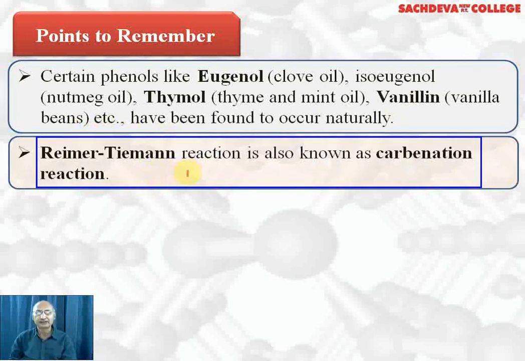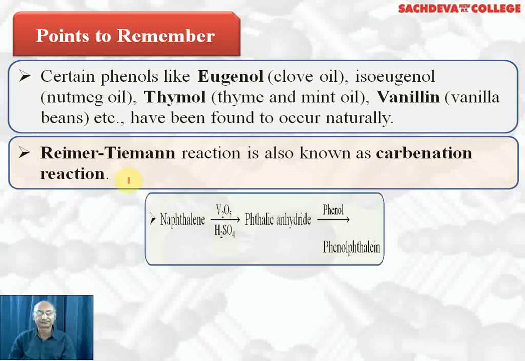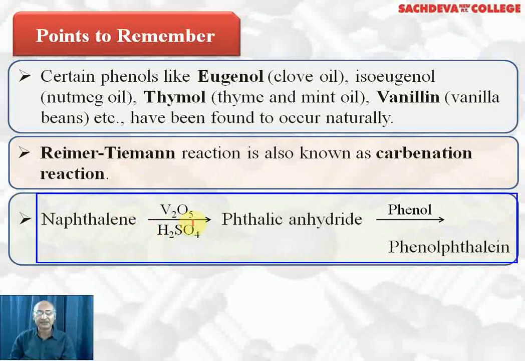Reimer-Tiemann reaction is also known as carbonation reaction because it involves dichlorocarbene as an electrophile, which is an intermediate in this reaction. Naphthalene, when oxidized with vanadium pentoxide in presence of sulfuric acid, results in the formation of phthalic anhydride, which reacts with phenol and leads to the formation of phenolphthalein. And this second reaction we have already taken. The first one is an oxidation reaction. Naphthalene gets oxidized in presence of vanadium pentoxide and sulfuric acid.